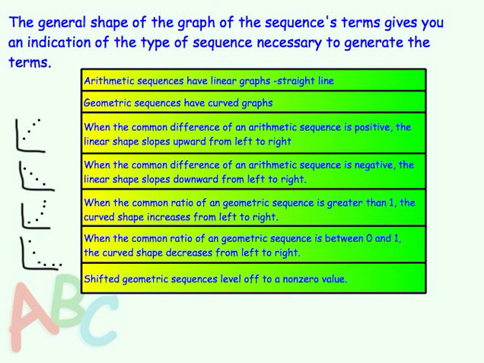For a shifted geometric sequence, it levels off at a non-zero value. So here's what I mean. If it's increasing, it will eventually level off at what we call the long run value. That was from lesson 1.3. If it is a shifted geometric sequence and it is decreasing, it will level off at a value that is not 0. So it's not going to be approaching 0.